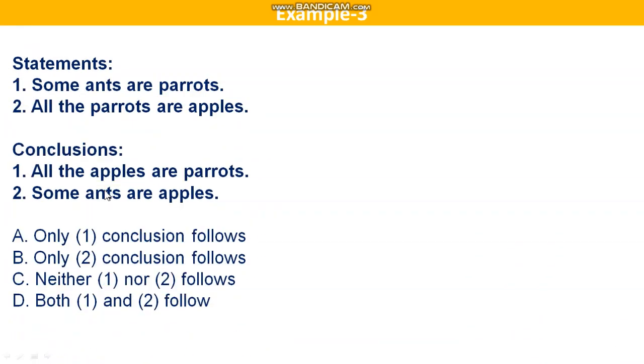Example number 3. I request you to pause the video and try the Venn diagram on paper, and once you have drawn it, you can resume the video to look for the solution. Okay, what is given? Some ants are parrots. So an ant circle and a parrot circle with intersection will be there. All parrots are apples. So the apple circle will consist of a smaller circle of parrot. So the Venn diagram will be like this.